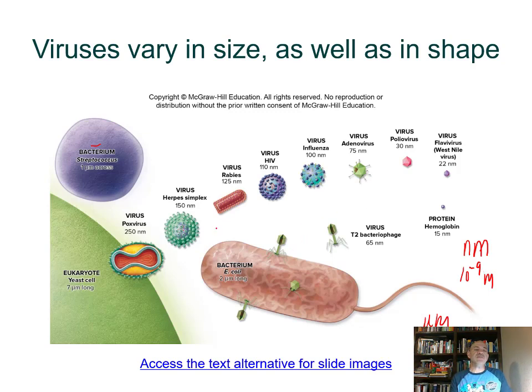So you can see viruses like the herpes virus is 150 nanometers, and then some of the other viruses in size. And they're going to compare it also to a protein called hemoglobin, which is found in your red blood cells. That has a diameter of about 15 nanometers. And here's a T2 phage virus that infects bacteria. So you can see them landing on the bacteria and their relative sizes relative to each other.